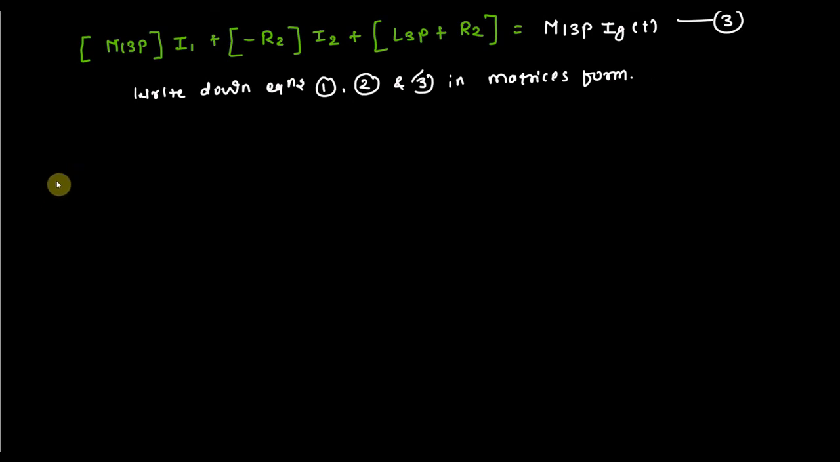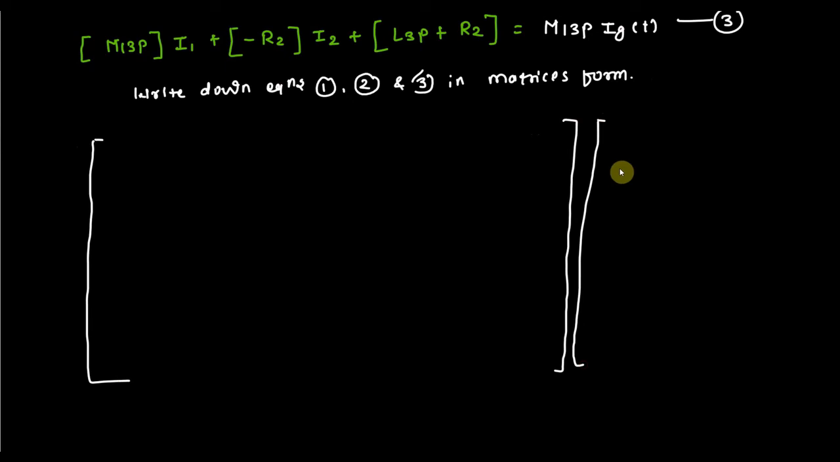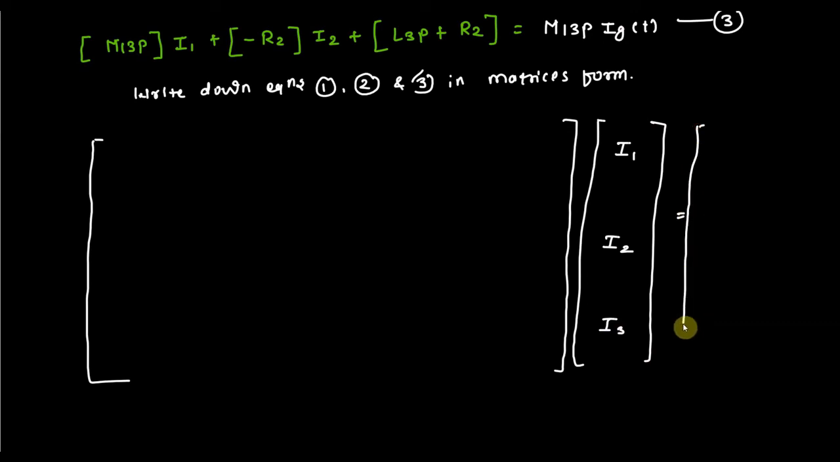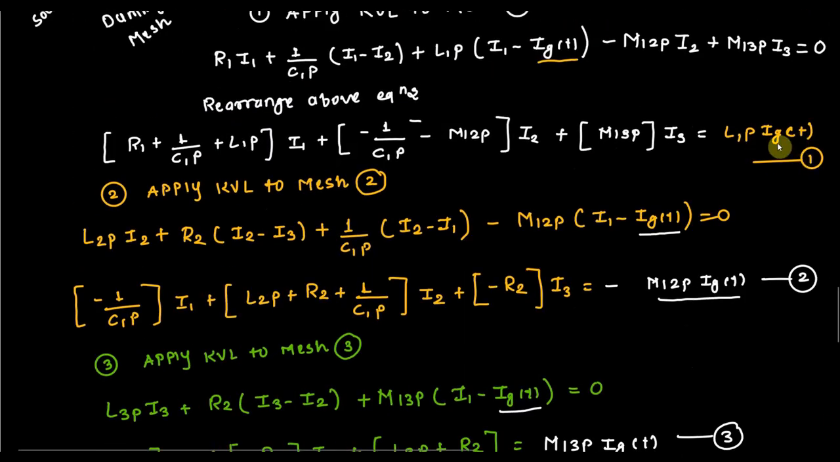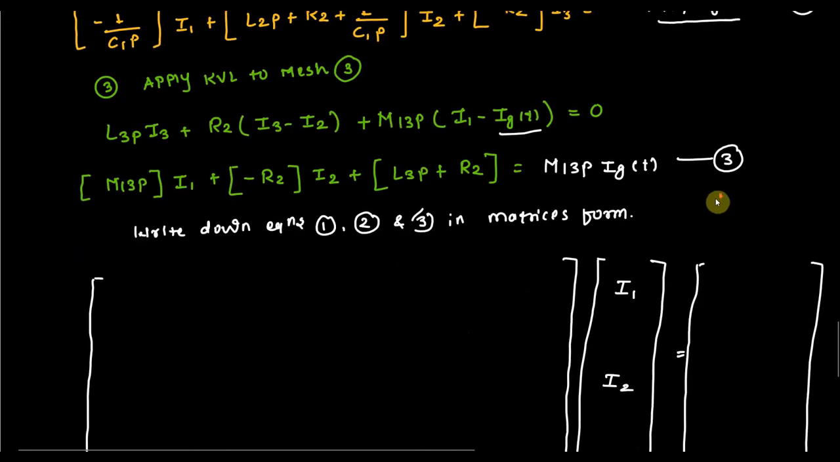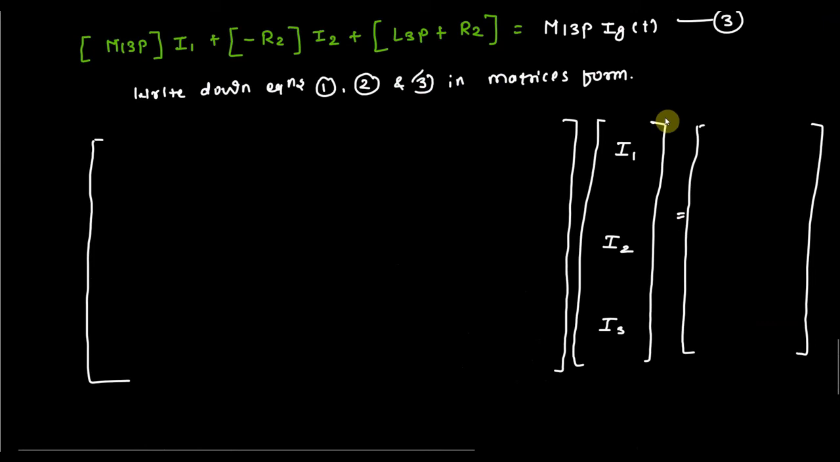As there are three meshes, the size of the matrices is 3 by 3. So we can write down like this. This is the Z matrix, that is impedance. Then there is a current matrix, so the value of this current matrix is I1, I2, I3. And the last is a voltage matrix, that is the RHS side. So we will note down that RHS side. In the first equation, RHS side is L1P IGT, second minus M12P, and third is plus. So I will note down all these values.